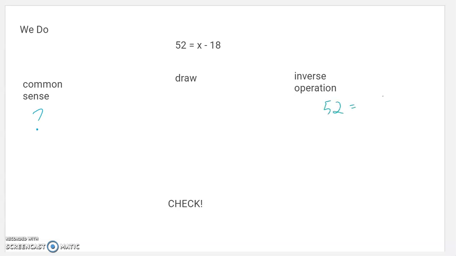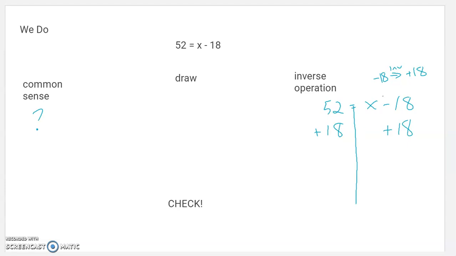52 equals x, take away 18. All right, what is happening to x is how I start my inverse operation strategy. 18 is being subtracted from it. So I'm going to do the inverse of that, which is to add 18 back to it. So if I do x minus 18 plus 18, I'm only going to have x left on this side, and it's going to be very easy to tell the answer. But I've got to do that on both sides. If I add 18 here, I've also got to add 18 here.